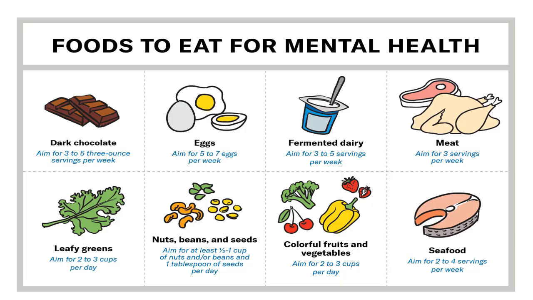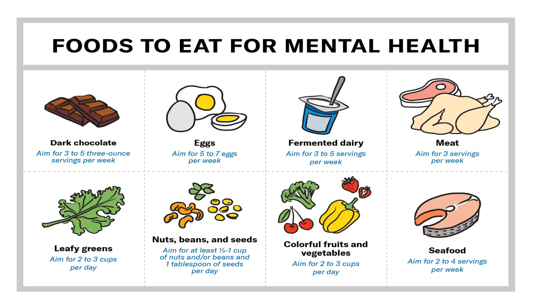One is dark chocolate, 3 to 5 ounces per week. Eggs, 5 to 7 per week, or on average 1 egg daily. Fermented dairy products are very good for mental health, 3 to 5 servings per week. Meat, up to 3 servings per week. Seafood or fish, 2 to 4 servings per week. Fruits and vegetables, especially the colorful ones, 2 to 3 cups per day.